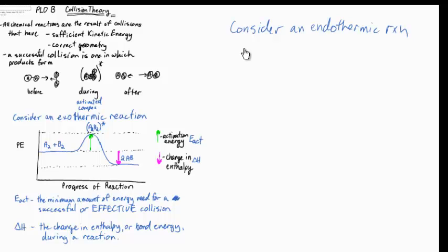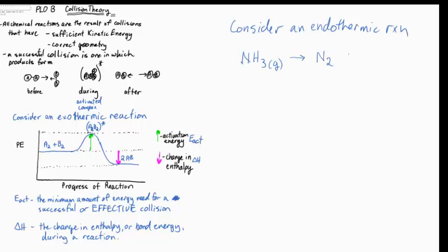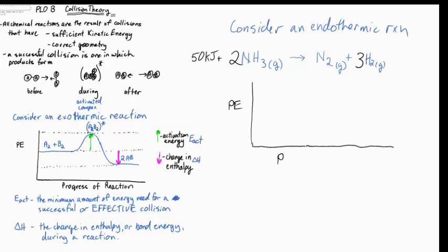Well, now let's consider an endothermic reaction, which is a reaction in which energy is absorbed. Here's an example. NH3, which is ammonia gas, can decompose to make nitrogen gas and hydrogen gas. And let's suppose that 50 kilojoules of energy are added as reactants to make this happen.